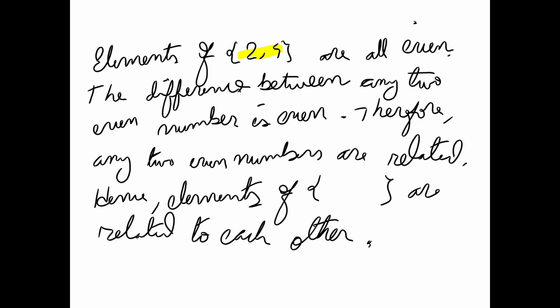Any two even numbers are related, so the elements of 2, 4 are related to each other. Now what about 1, 3, 5 and 2, 4? Are they related?